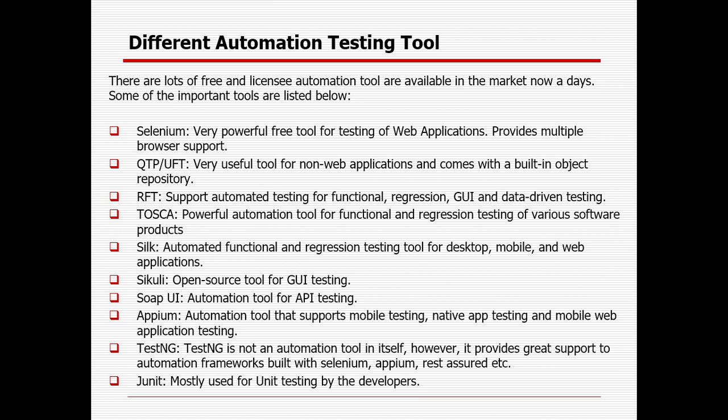RFT is nothing but the Rational Functional Tester. Tosca nowadays came into the market as a scriptless tool, right? QTP is Quick Test Professional, nowadays named UFT, which is a licensed tool. In case it is a licensed tool, you need to buy the license at regular payment intervals, and you will get additional features there. But in case it's a free tool, all the things will not be available, but definitely you can integrate with other peripheral applications of the tool, right?